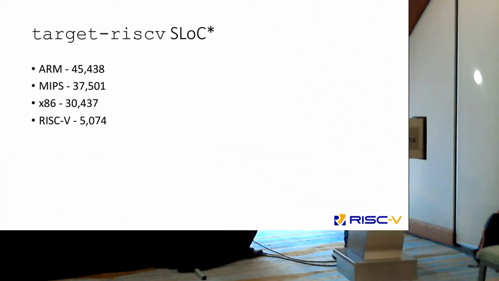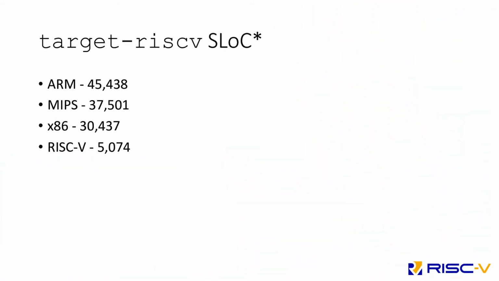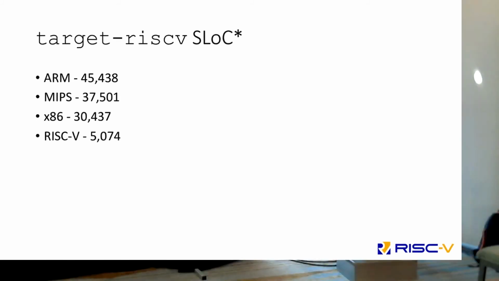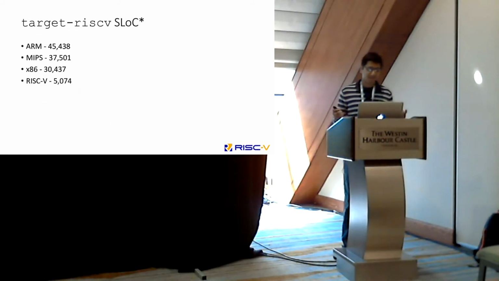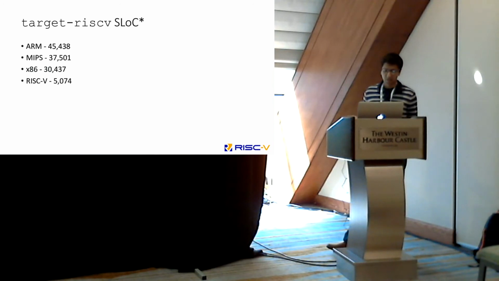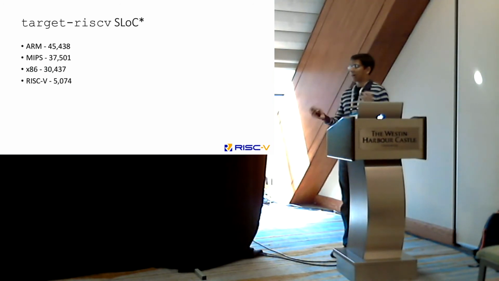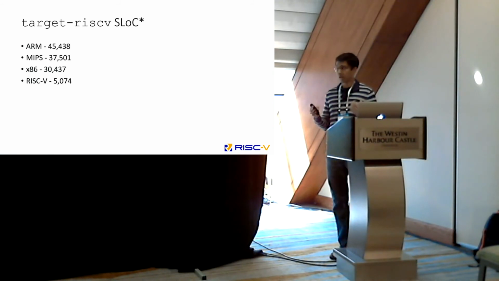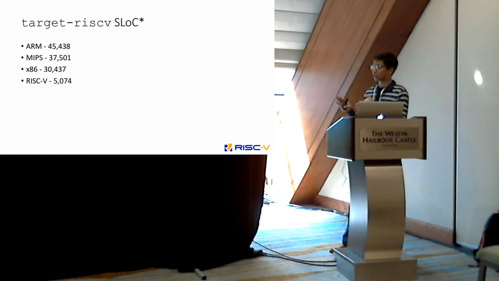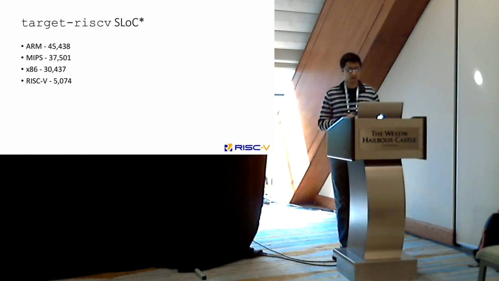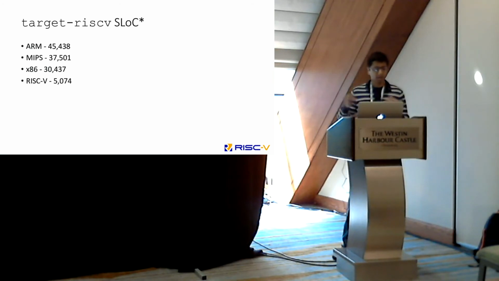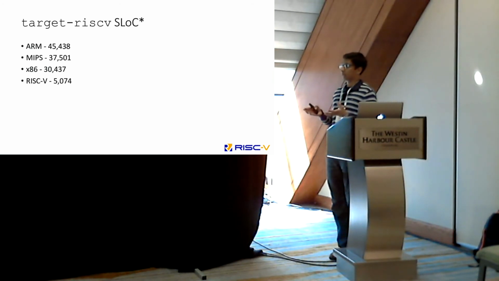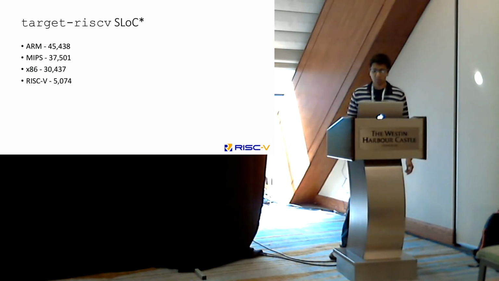Last thing I'll do is compare lines of code, which I know is very unfair. But ARM has 45,000, MIPS has 37,000, x86 has 30,000. RISC-V is only 5,000 at this point. Of course, this is not fair because we don't have all the legacy to deal with. But this is just to show that we have a reasonable amount of code, and this is with essentially no work done to simplify things or clean out things that are duplicated in places. So this could probably be improved pretty decently, and that's definitely something we want to do.